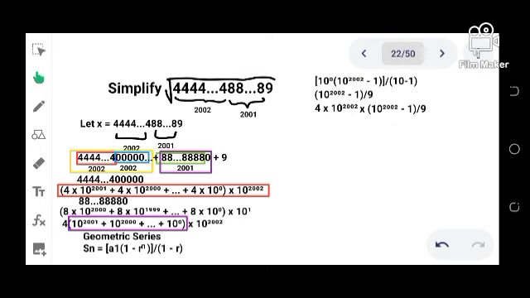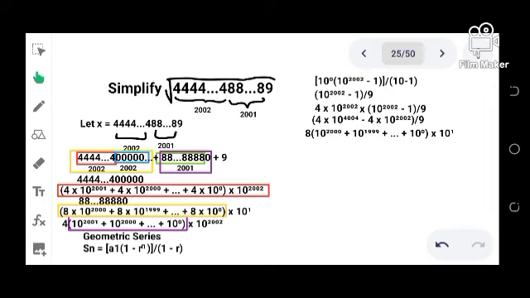Now, finally, we simplify this further. We have now this part here. We have 4 times 10 raised to the power of 4004 minus 4 times 10 raised to the power of 2002 all over 9. Now, let us work out the expansion of 8 this time.